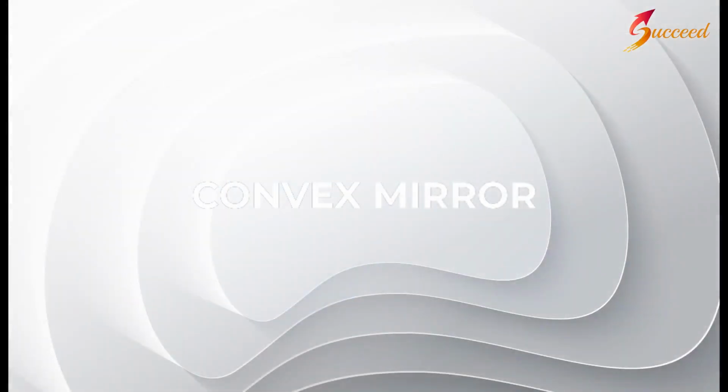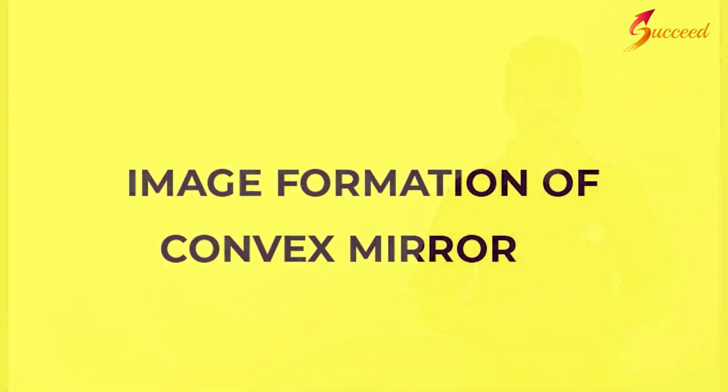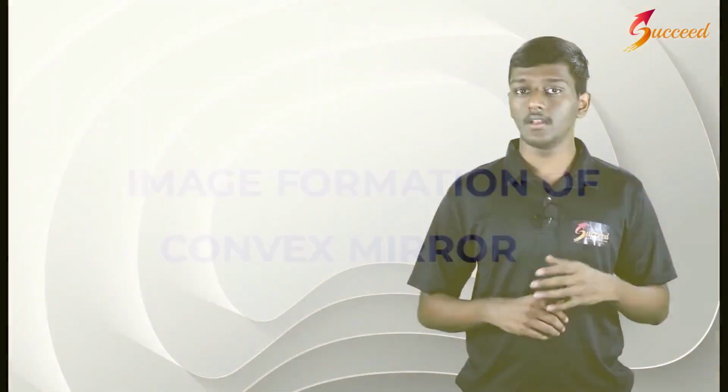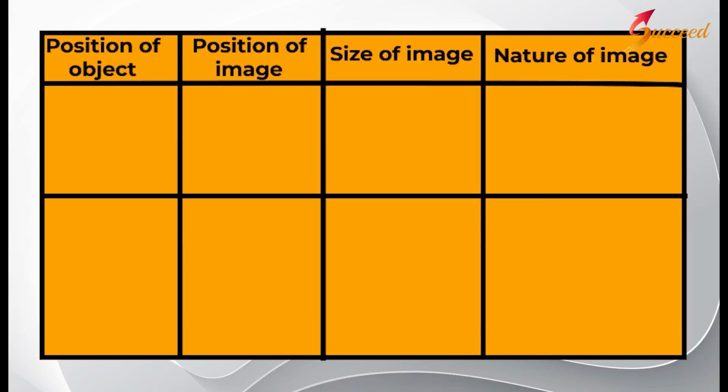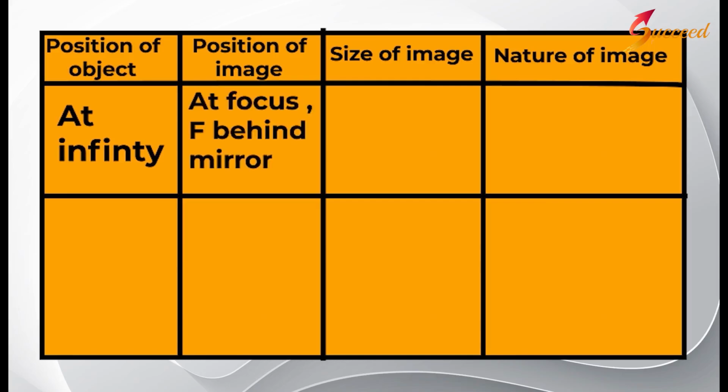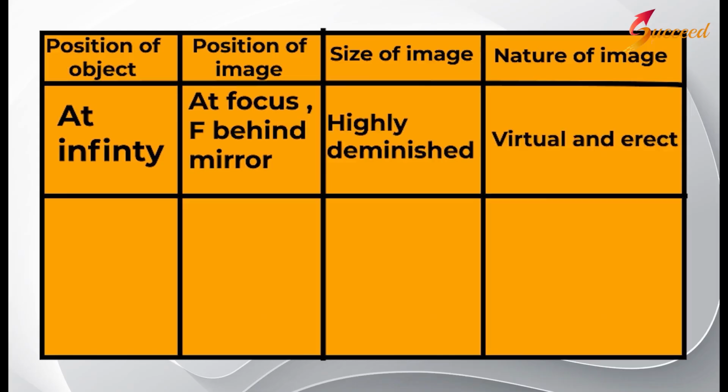Convex mirror. Now let us study the image formation by a convex mirror. Let us see the table. Position of the object, position of the image, size of the image, and nature of the image. When the object is placed at infinity, the image is formed at the focus. We know that the focus of a convex mirror is behind the mirror. So the image is formed behind the mirror. The size is highly diminished. It is virtual and erect.